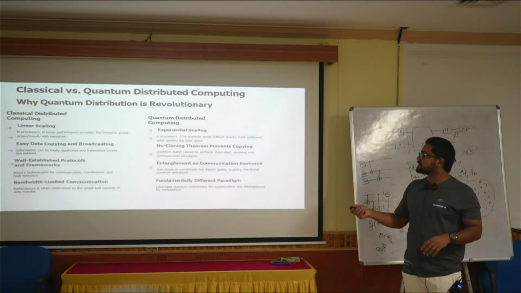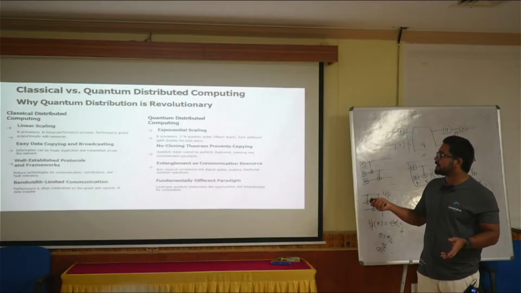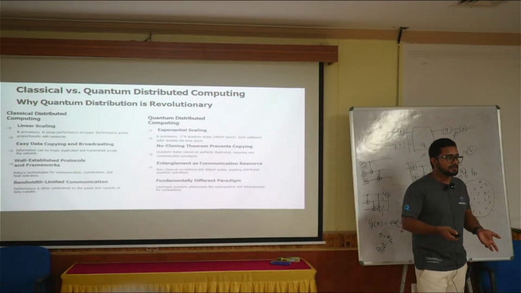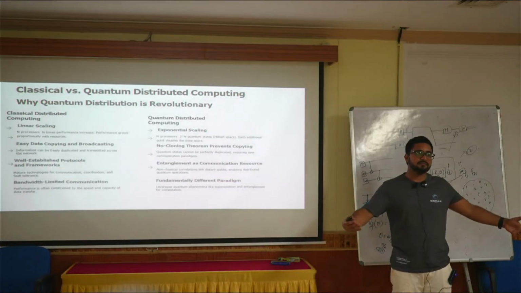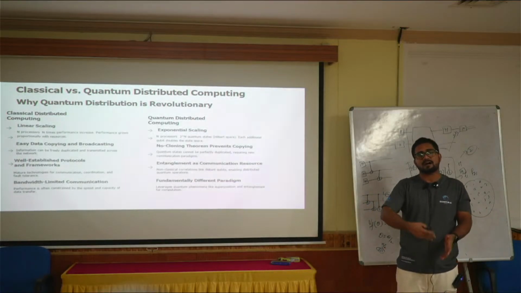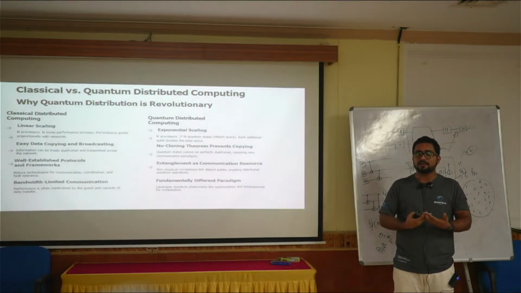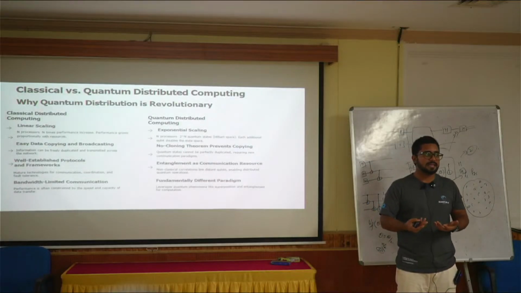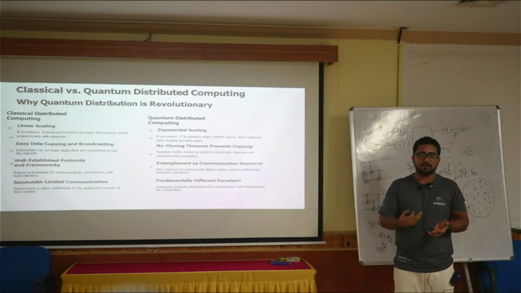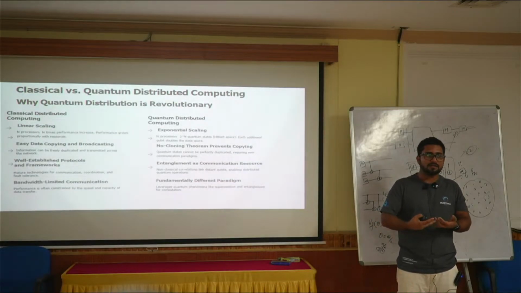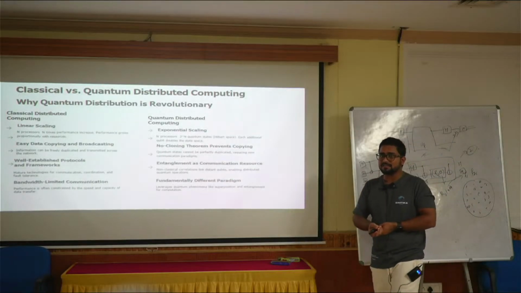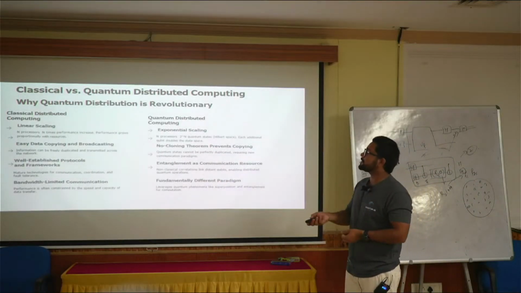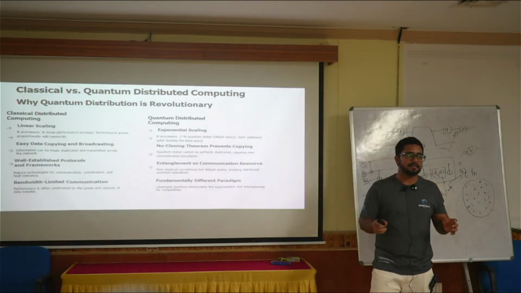What is the difference between classical and quantum distribution? Classical distributed processors are working presently. We can connect multiple processors, either at the same place or at different places, and they can work in a distributed manner. Just like in your laptop, you can add a different processor or RAM, connect them together, and your performance is better. This is called classical distributed computing. But quantum won't work like that.